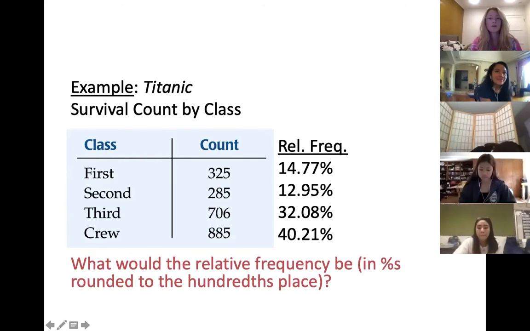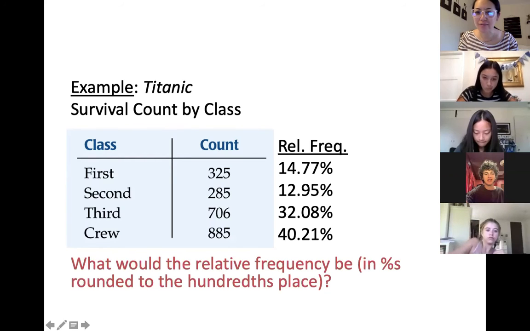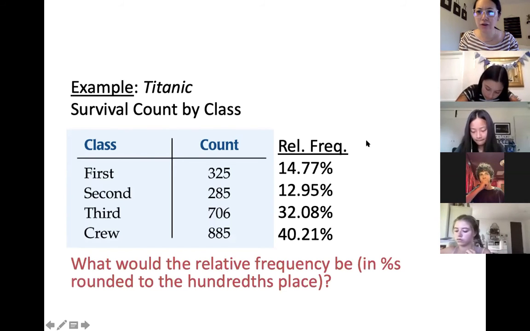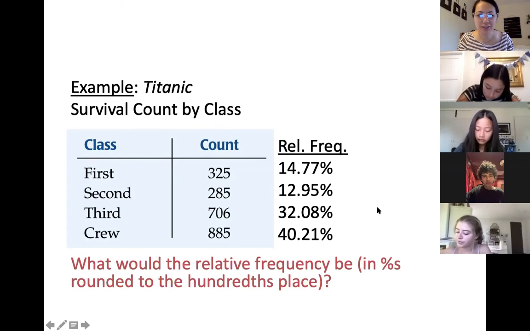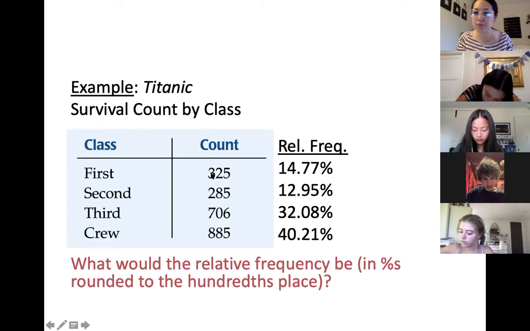I'm really confused. It's completely wrong. Can you explain how you're supposed to do it? Because I did it wrong. Totally. Yeah, I actually realized I didn't really explain it, so that's my bad. So to get these relative frequencies, here are the answers. You guys can check. What you want to do is add all the counts first, all the frequencies. So 325 plus 285 plus 706 plus 885.